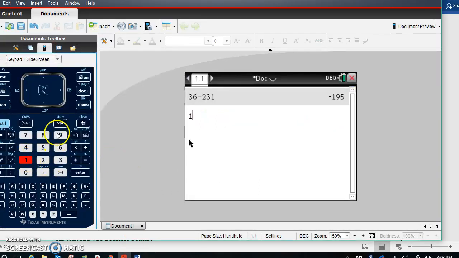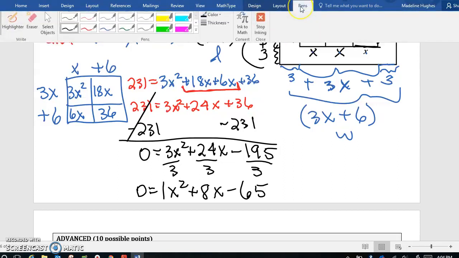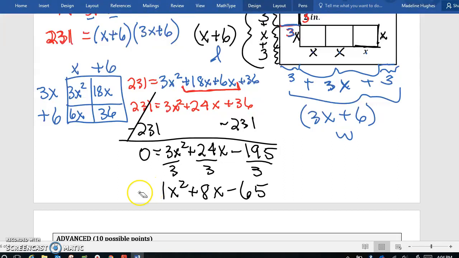In our calculator, 195 divided by 3, and it's 65. So 3 is our GCF. Let's finish writing that out. So minus, since it's still minus there, 65. Since that's our GCF, I need to write it out here. I forgot to do that. 0 equals 3, which is our GCF, and then those parentheses there. Now we can factor this and solve for x. So I'm going to factor right over here.